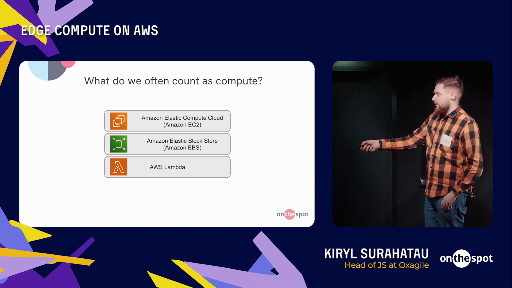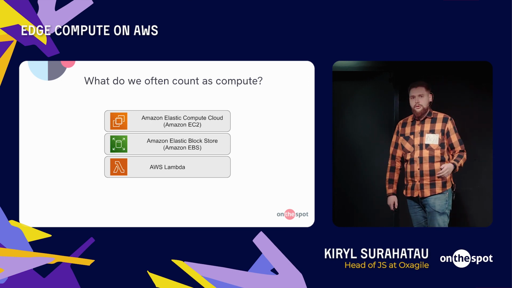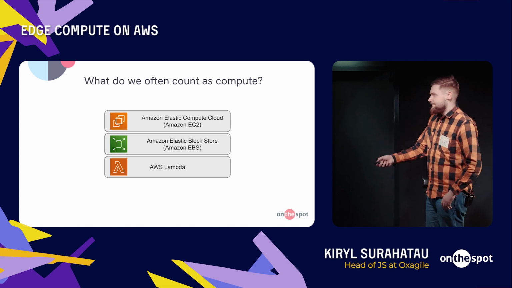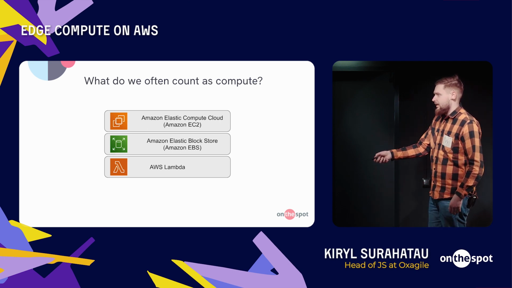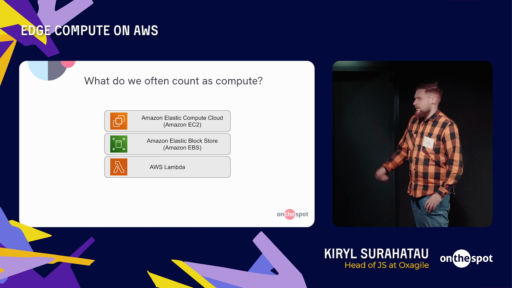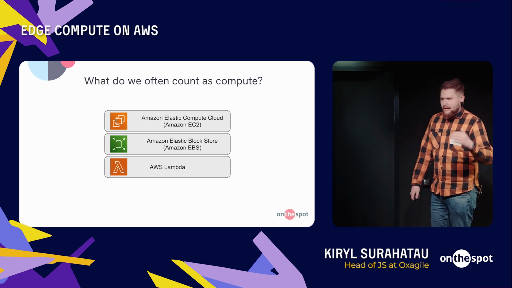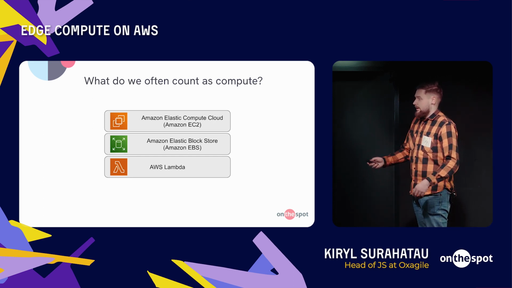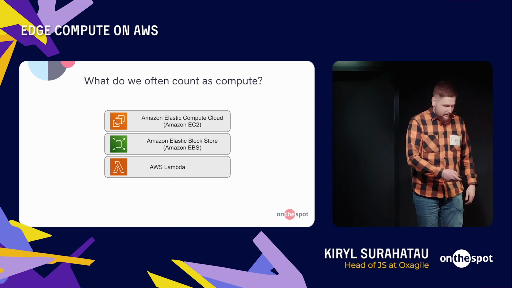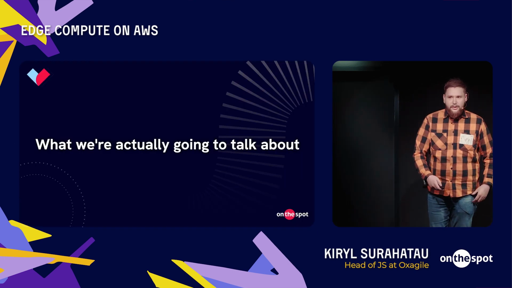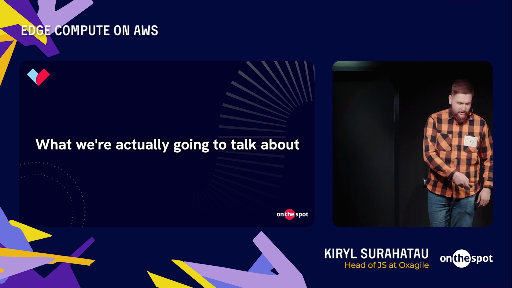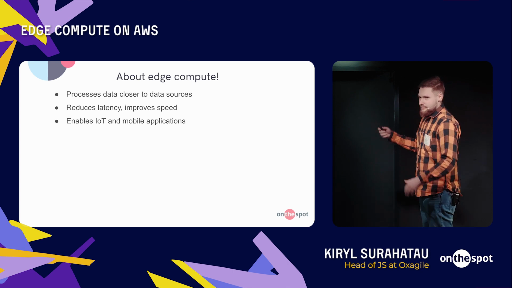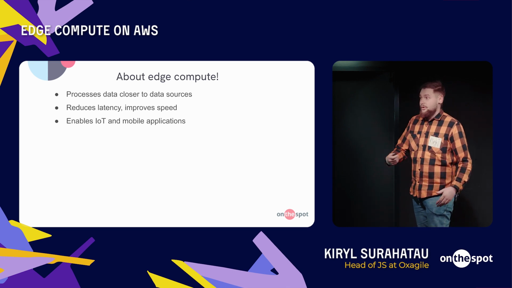Then Elastic Block Store, EBS, can also be counted as compute because obviously compute is relatively impossible without storage. And then if you're into serverless, if you love fancy things, you may use Lambda. Of course, there are EKS and ECS for orchestration, but essentially compute on AWS is EC2, EBS, and Lambda. But are we going to talk about them today? No, we're actually not. We're going to talk about edge computations, as a person from the audience already mentioned.